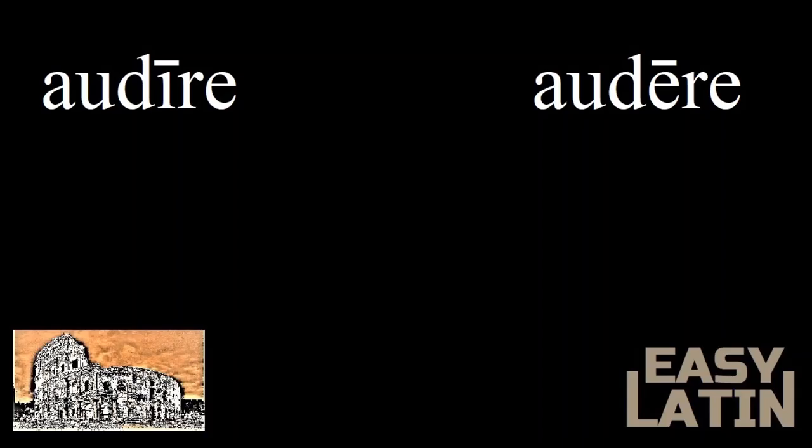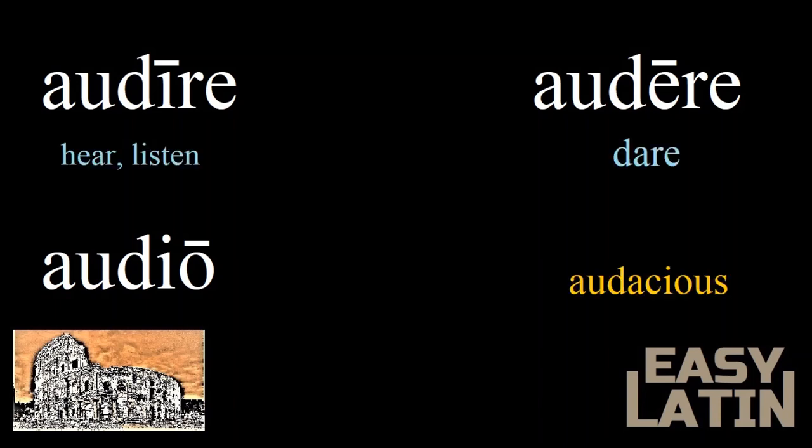And finally, two words that are also easy to confuse are audire and audere. But you can tell these apart because the first person form of the first one is audio. So obviously this means to hear or listen to. And the other is connected to the word audacious. So audes means you dare.